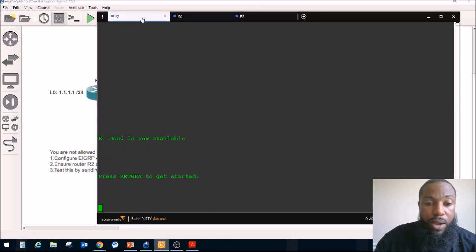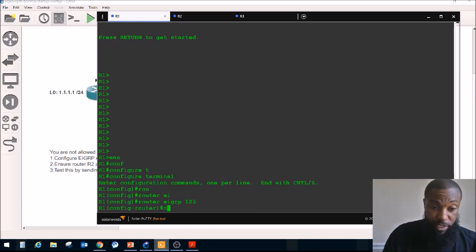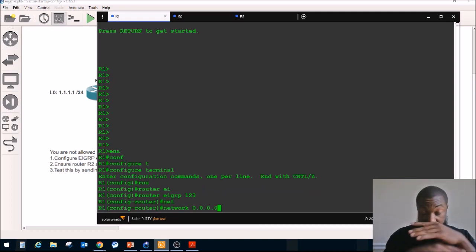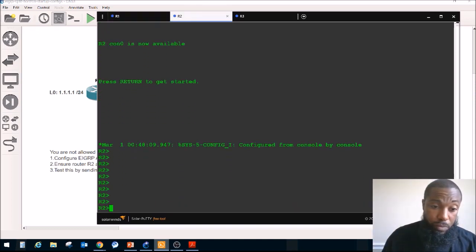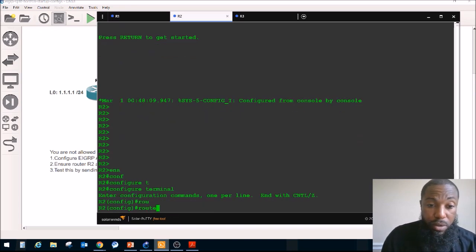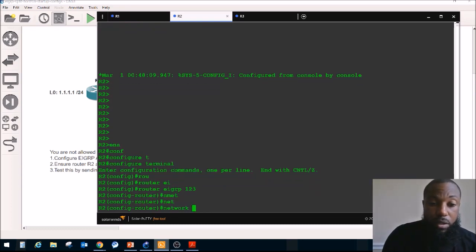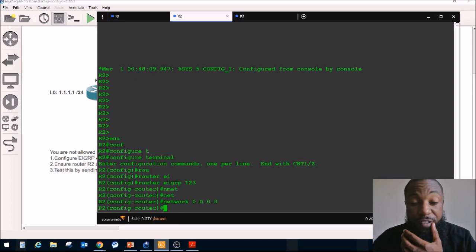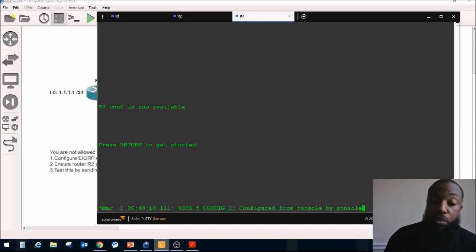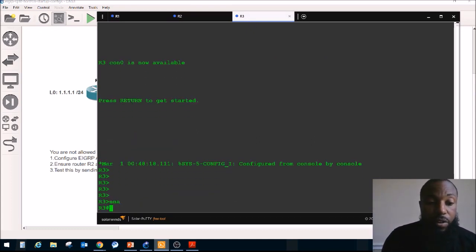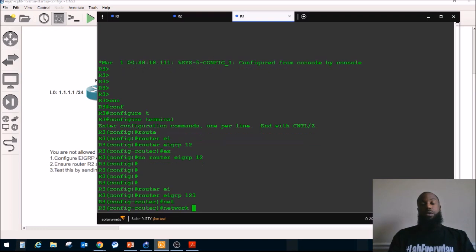Let's go ahead and console into router 1: enable, configure terminal, router EIGRP 123, network quad 0. So that way we're advertising EIGRP on all networks. We're gonna do the same thing on router 2. Enable, configure terminal, router EIGRP 123, network quad 0. We should have a neighbor come up pretty soon here. Let it go. So now routers 1 and 2 are neighbors, and we need to make sure router 3 becomes a neighbor as well. Configure terminal, router EIGRP 123, network quad 0.